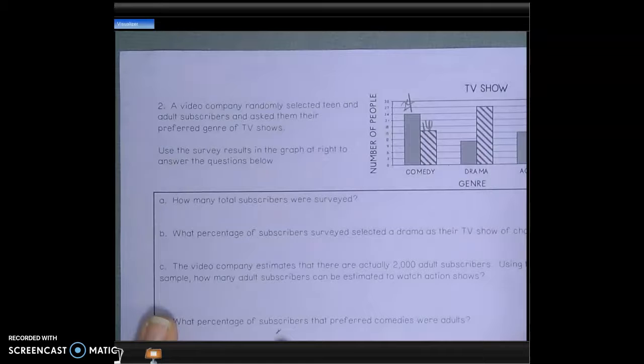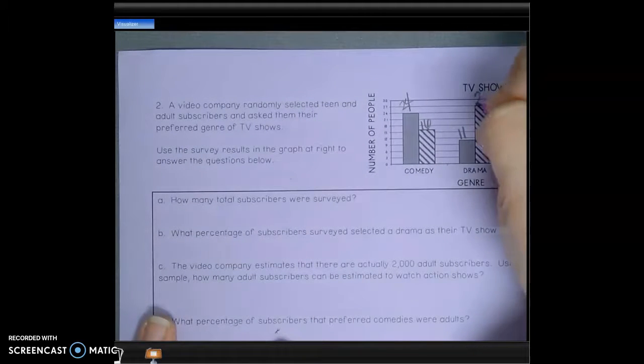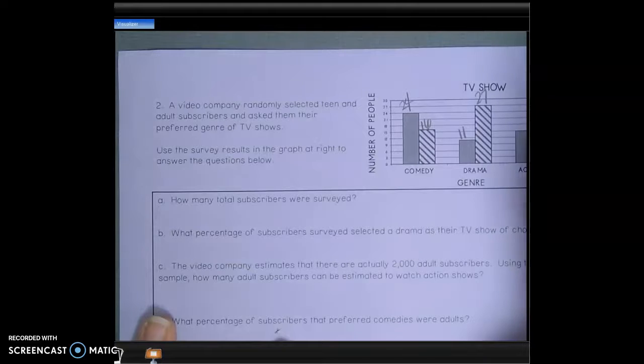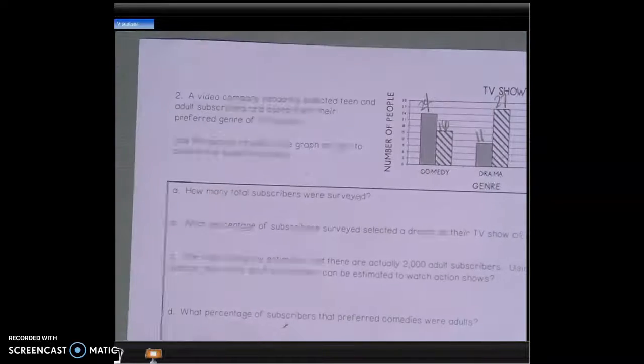Okay, for drama, 11, 27, 15, and then this one looks to be about 7. Okay, so let's use this information.